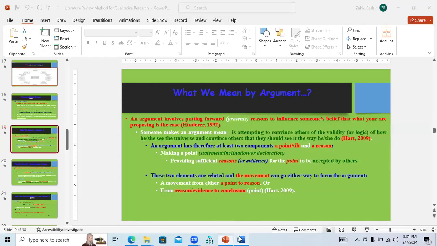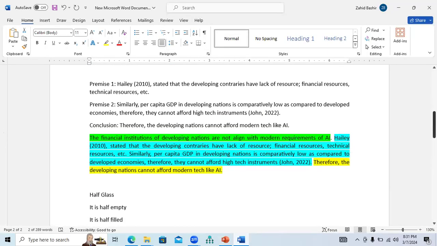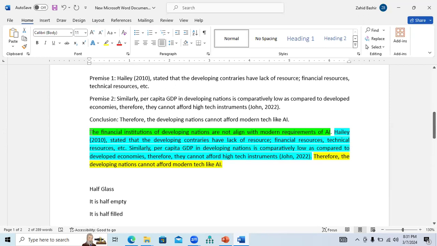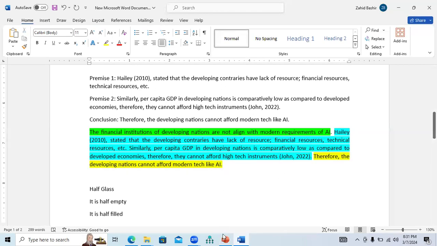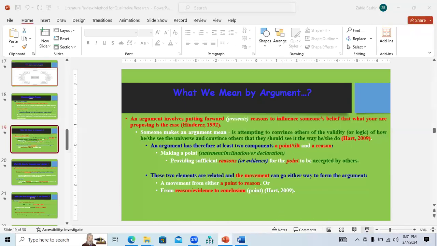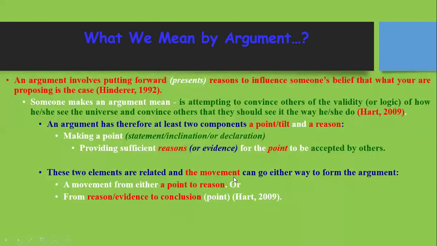Like I provide a claim, then I provide the evidence. Or I provide the evidence, then I conclude something. This is another way. So you can create a claim in any way, but always remember that either your conclusion should come at the start as a claim, or your conclusion comes at the end to conclude whatever you want to claim there.